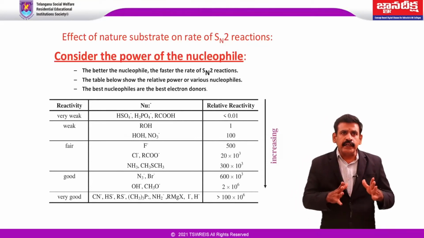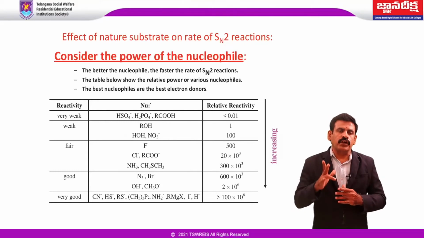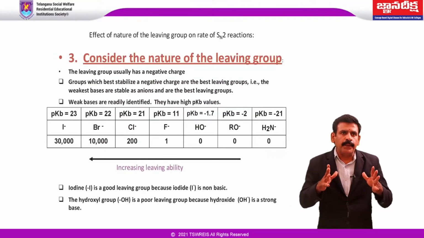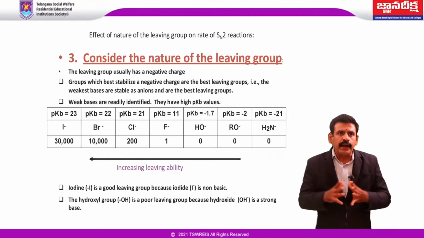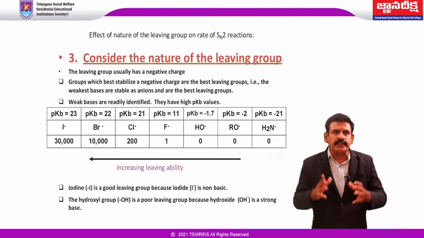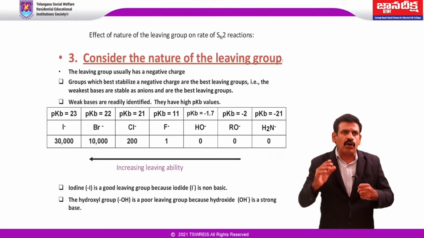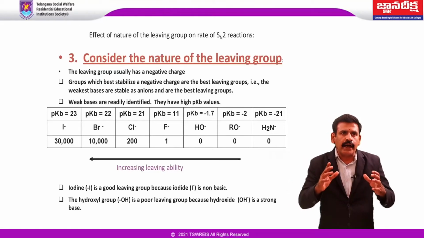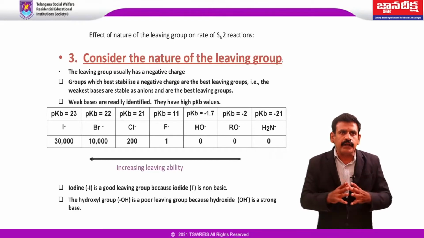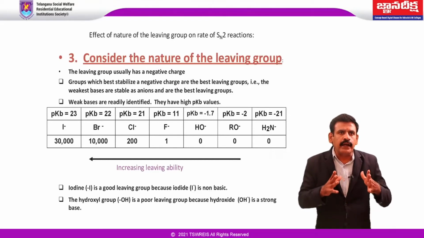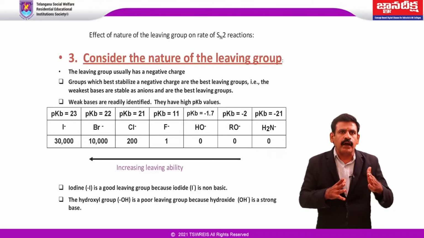And then consider the nature of the leaving group. We should consider the leaving group nature also. Groups which best stabilize a negative charge are the best leaving groups. That is, the weakest bases are stable as anions and are the best leaving groups. See here, weak bases are readily identified. They have high pKb values.